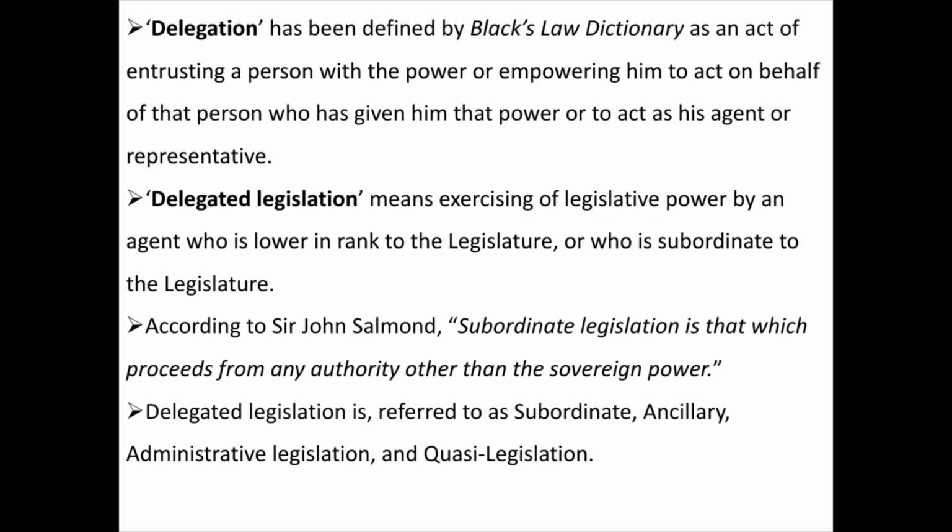Hello guys, this video is on delegated legislation, its historical background, its constitutionality and its classification. So let us begin with what is delegation.